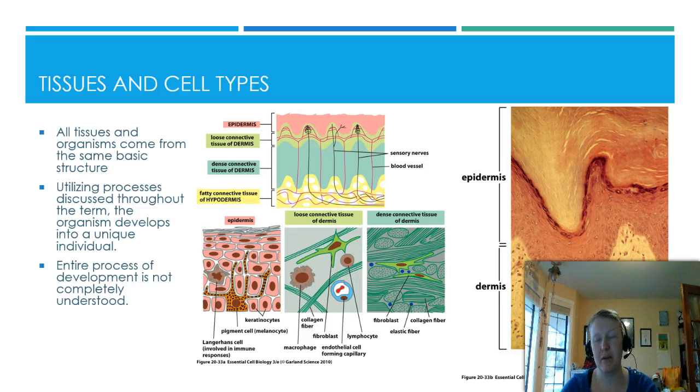So we talked a lot about what tissues are, how they form, and the junctions between the cells. Now let's look at them in a little bit broader of a view, starting out with tissues and cell types. It's easy to think that a tissue is formed of all one cell type until you start really digging in and focusing on it.